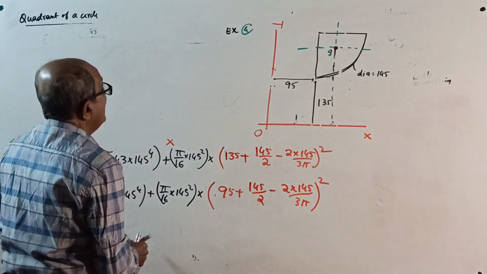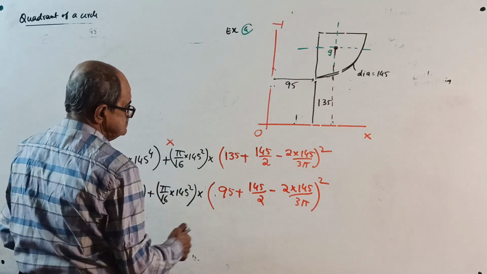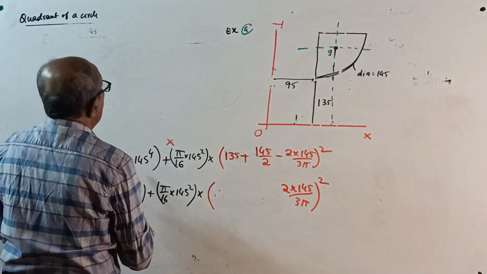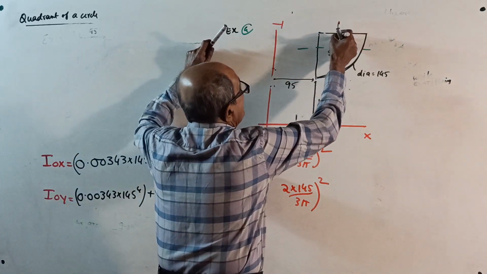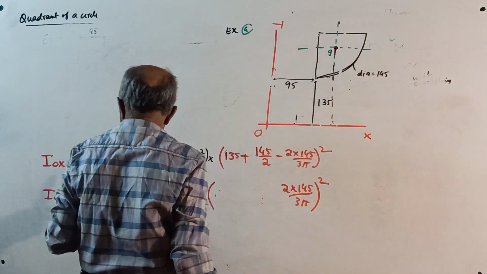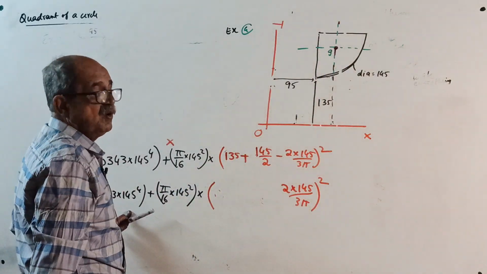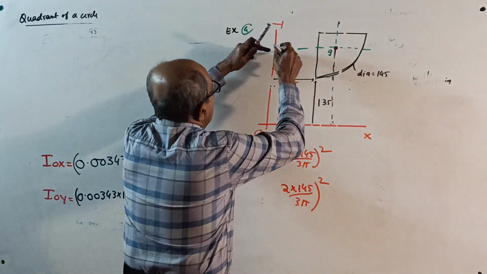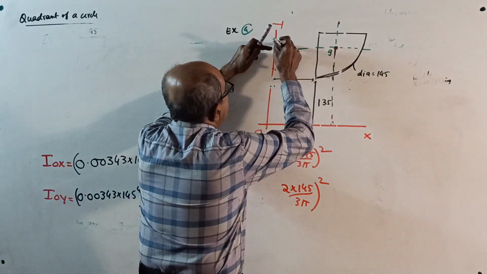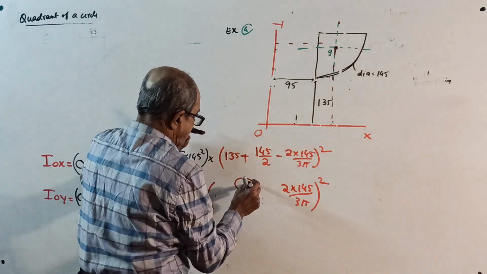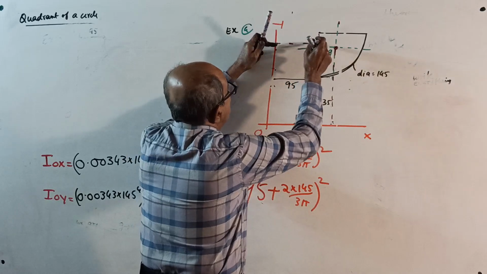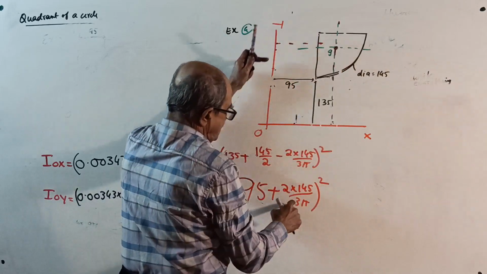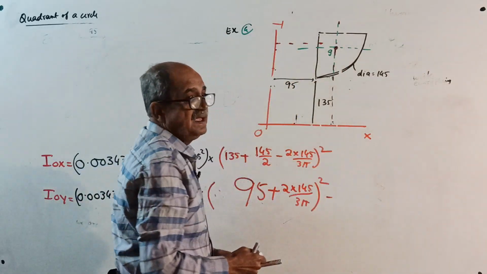Lastly, I about OY. First, I about its own axis here. 0.00343, 145 power 4 plus area into, from centroid to this axis, 95. To save time, 95 plus this distance is 2d by 3 pi, whole square.